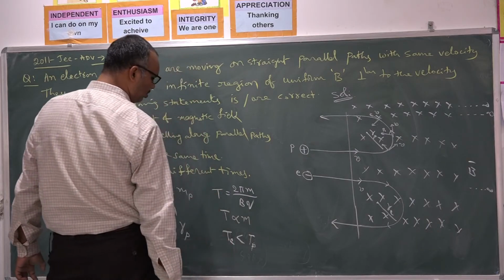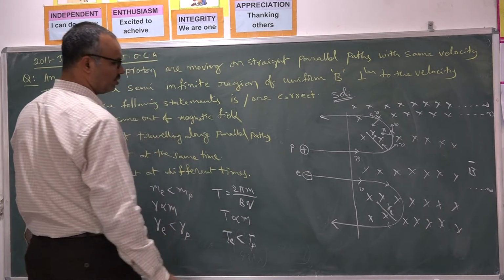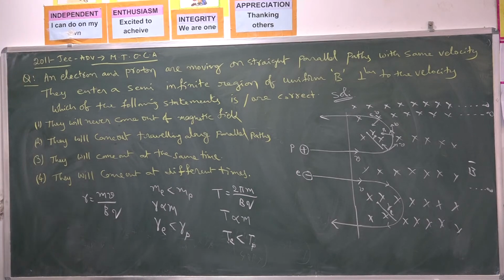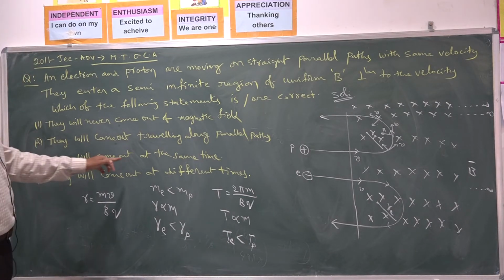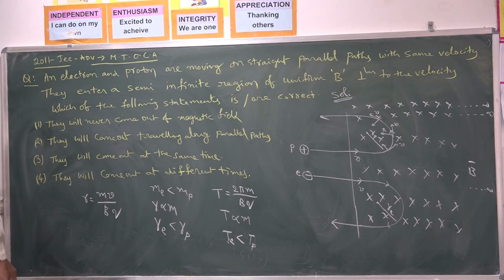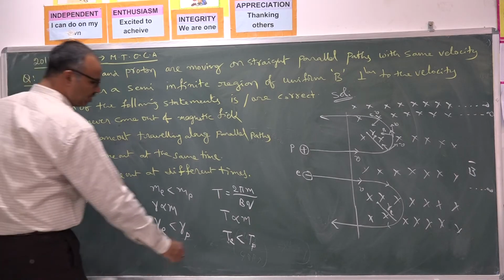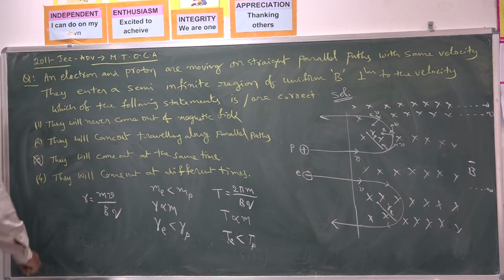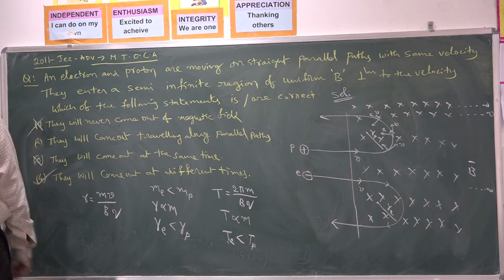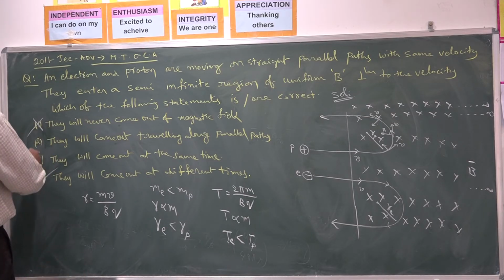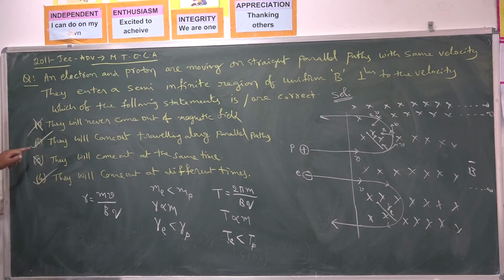So who will come out first? The electron will come out first. So 'they will come out at the same time' is a wrong option. They will come out at different times. The proton is taking more time. Hence, they are taking different times. This option is correct. And 'they will never come out of the field' is wrong. So they will come out of the field by traveling parallel paths. It is correct. So option 2 and option 4 are both correct for this problem.